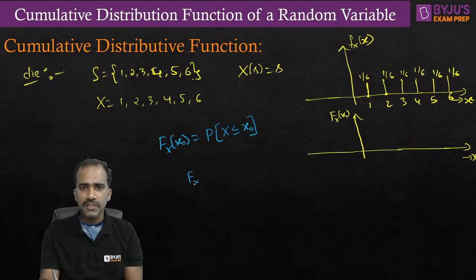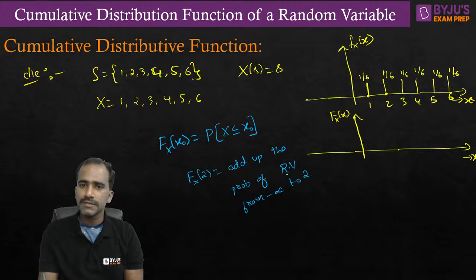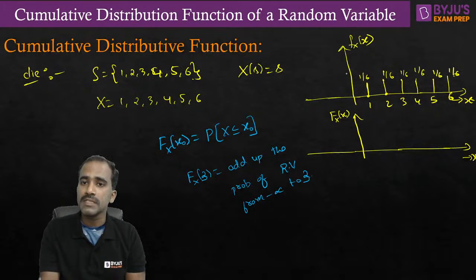If you are interested in Fx of 2, what is the meaning of it? Add up the probabilities of the random variable from minus infinity till 2. Or you can say, in the PDF, add up the probabilities till 2. Similarly, if I say 3, add up the probabilities of the random variable from minus infinity to 3. The CDF function value at a particular point is the accumulated probability till that point in the PDF.